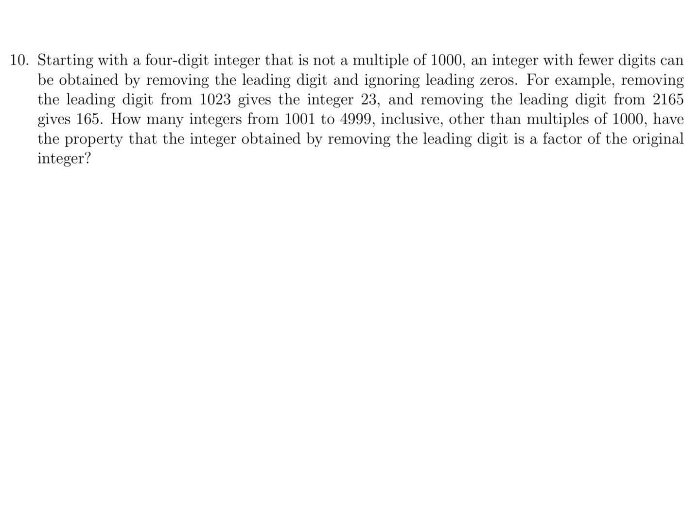Starting with a 4-digit integer that is not a multiple of 1,000, an integer with fewer digits can be obtained by removing the leading digit and ignoring leading zeros. For example, removing the leading digit from 1023 gives the integer 23. Removing the leading digit from 2165 gives 165. How many integers from 1001 to 4999, inclusive, other than the multiples of 1,000, have the property that the integer obtained by removing the leading digit is a factor of the original integer?